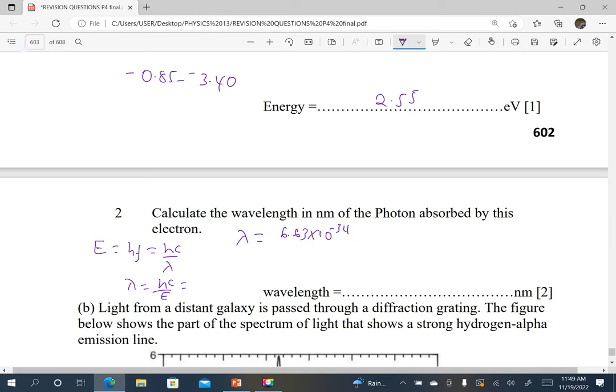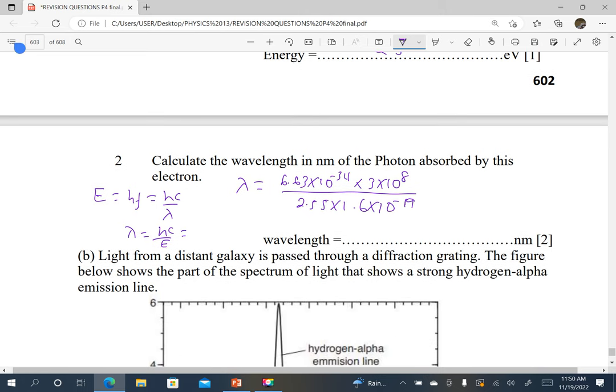6.63 times 10 power negative 34, that is Planck's constant, times 3 times 10 power 8, the speed of light, divided by the energy, which is 2.55 times 1.6 times 10 power negative 19, to change it from electron volts to joules. So I press my calculator. From my calculator, I find the wavelength as being 490 nanometers. Remember, for nanometers, I have to divide this by 10 power negative 9.